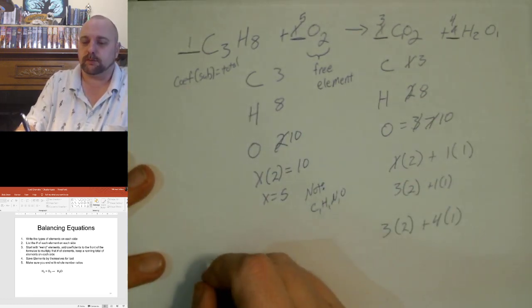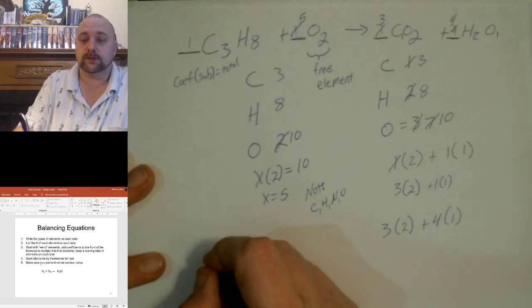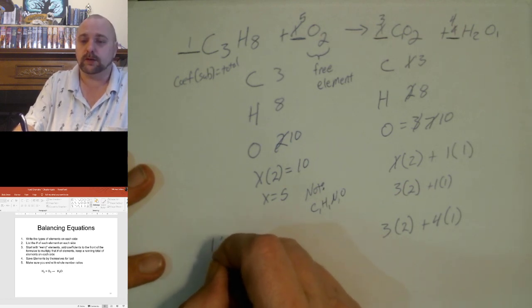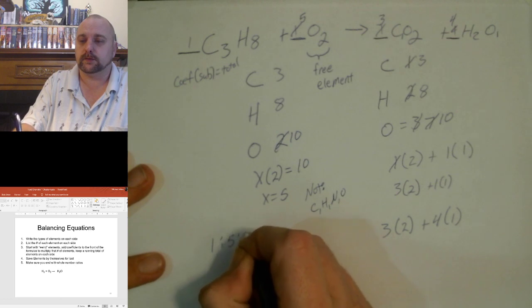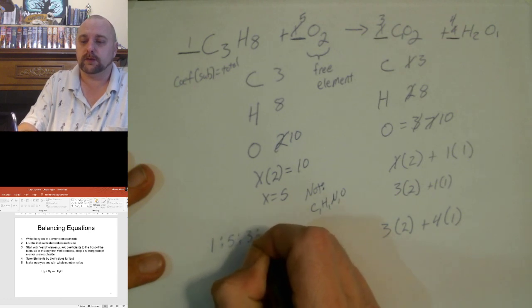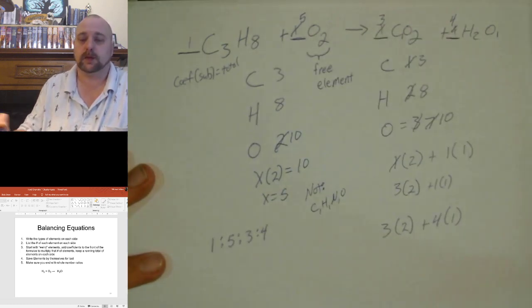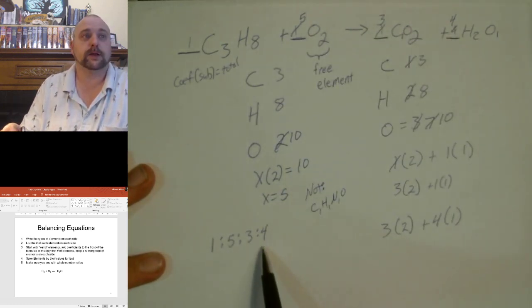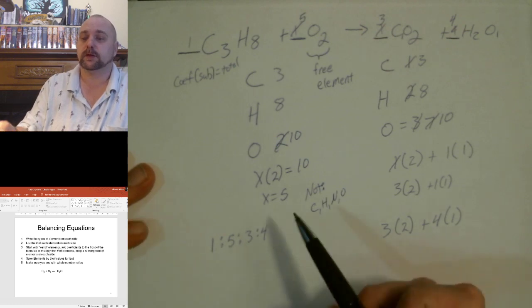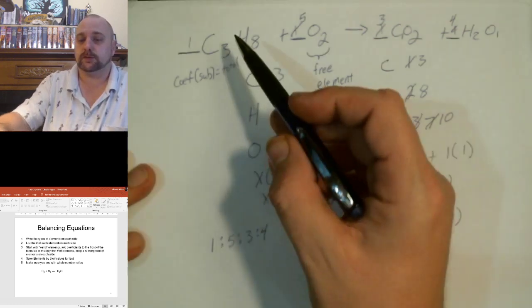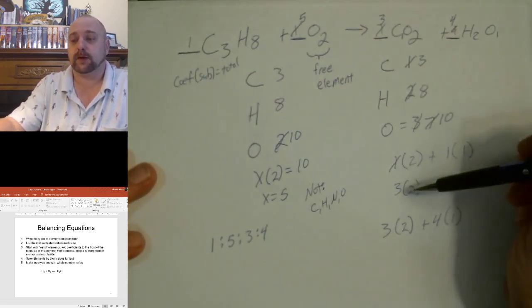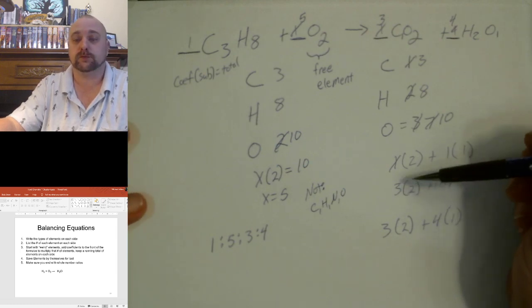So I'm going to double check my ratio. I'm looking for simplest whole number ratio. So it's 1 to 5 to 3 to 4. Just looking at the coefficients. They're all whole numbers. They can't all be reduced. And so I'll double check my math. And if everything's right, then we've got this one right.